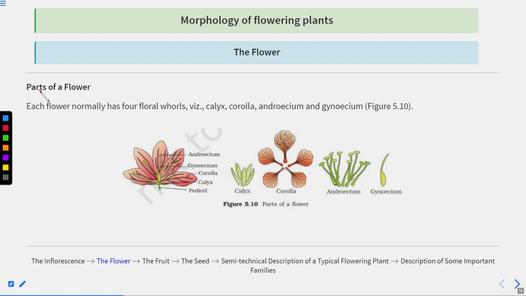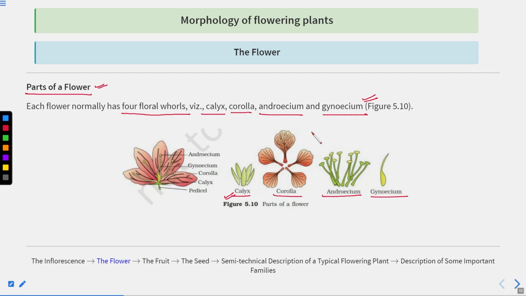Okay. Now the parts of flower. Each flower normally has four floral whorls: calyx, corolla, androecium, and gynoecium. So here you can see the calyx. This is the corolla part and this is the androecium and gynoecium. The outer wall is green in color. They protect the flower when the flower is in the form of a bud. And also they carry out photosynthesis because they are green in color.